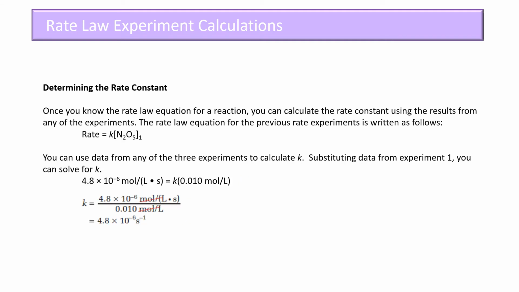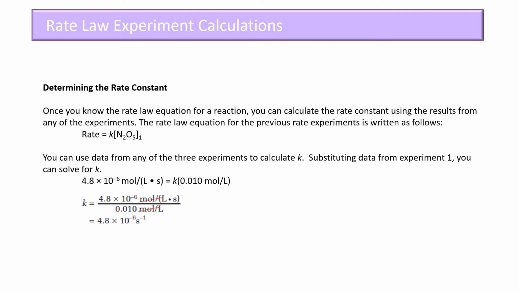Determining the rate constant. Once you know the rate law equation for a reaction, you can calculate the rate constant using the results from any of the experiments. The rate law equation for the previous rate experiments is written as rate equals k times the concentration of N2O5 to the order 1. You can use data from any of the 3 experiments to calculate k. Substituting data from experiment 1, you can solve for k.